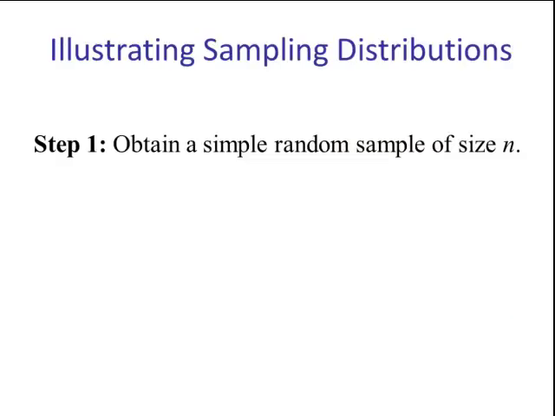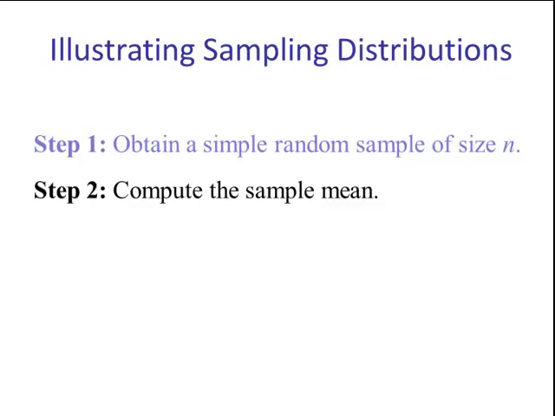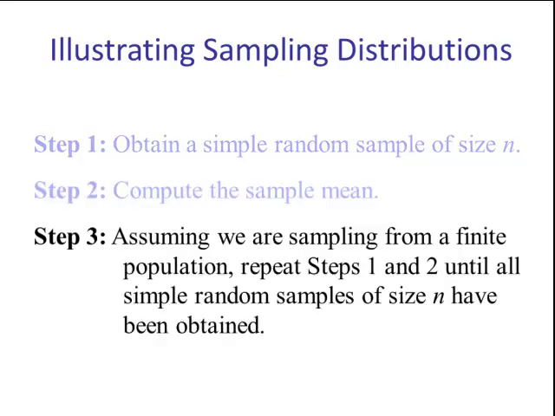To illustrate a sampling distribution, we'll go through these three steps. Step number 1, you obtain a simple random sample of some size n. You compute the sample mean for that one sample. And then the third step, assuming that we are sampling from a finite population, we keep repeating steps 1 and 2 until all simple random samples of size n have been obtained.